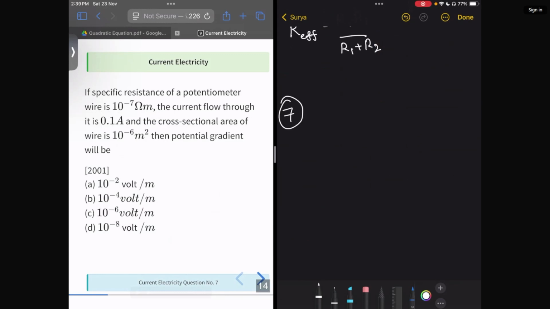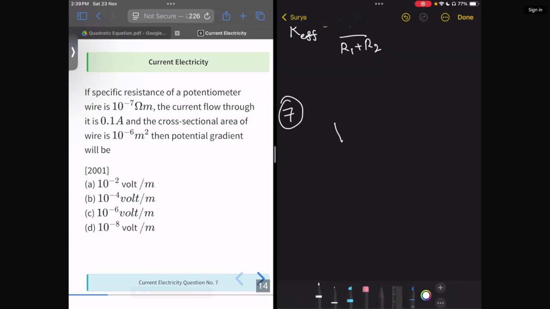Seventh question. The specific resistance of a potentiometer wire is given as 10 power minus 7, the current flowing is 0.1 ampere, and the cross sectional area is 10 power minus 6 meter square. Then the potential gradient will be?